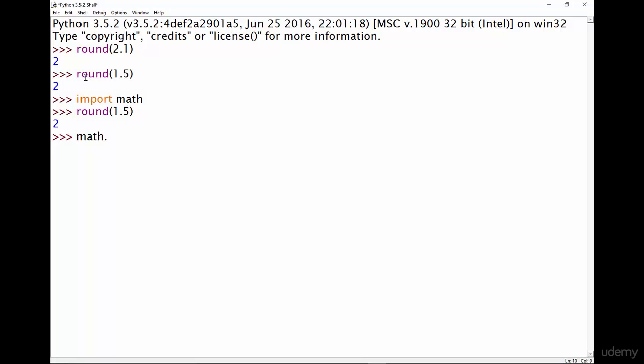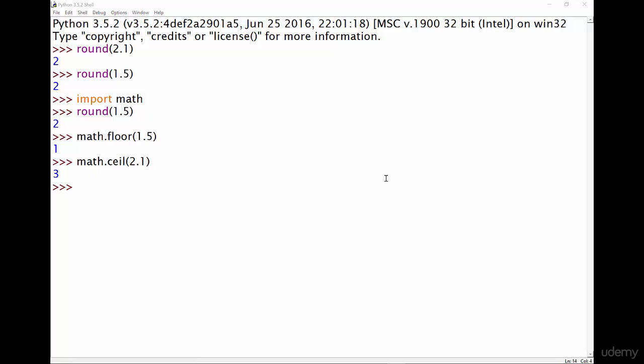But if I do math.floor of 1.5, you can see it rounds it down to 1, because that's using the floor function inside the math module, and that will give us 1. Likewise, if I do math.ceil of 2.1, that's going to round up to 3. Ceil is short for ceiling, like the ceiling in a room. So instead of rounding down to 2, which it would normally do, like up here, it's rounded up to the next integer, which was 3.